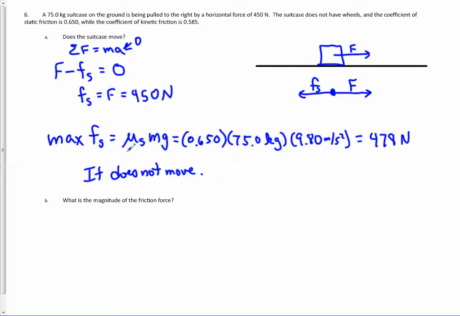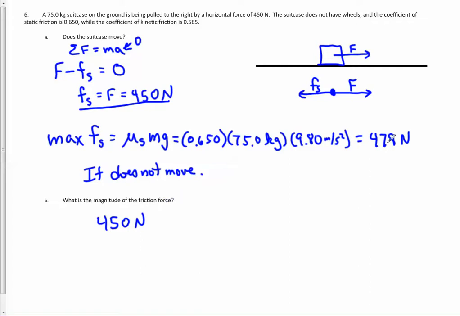Okay. Now, question B, what is the magnitude of the friction force then? Well, as we said, it's 450 newtons. We've already done the work. Just to be clear, it's not the maximum. The maximum is just how far it could have gone up to, but it didn't get up that high. It just needed to balance the 450 newton force to the right, so it's 450 newtons. And that's the answer. That's all it is.